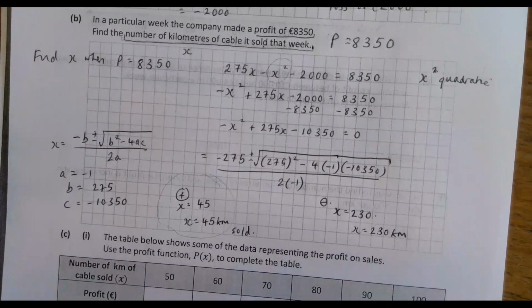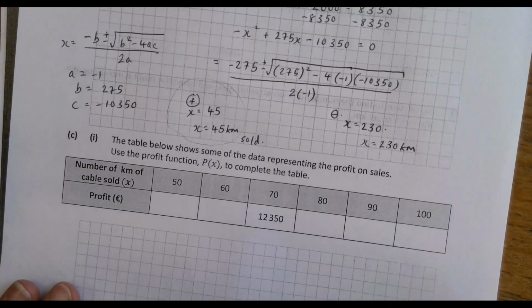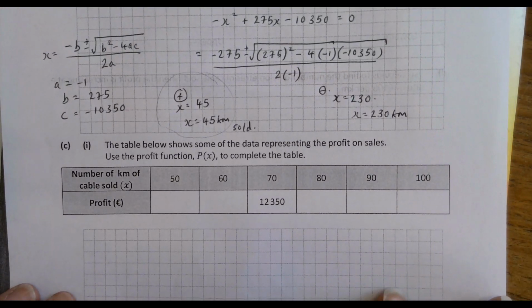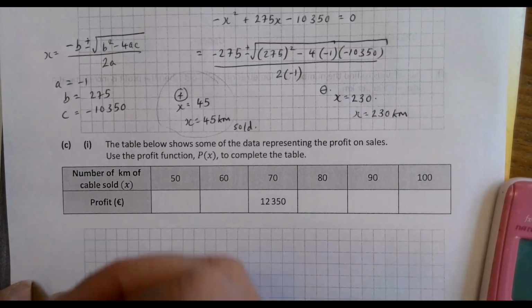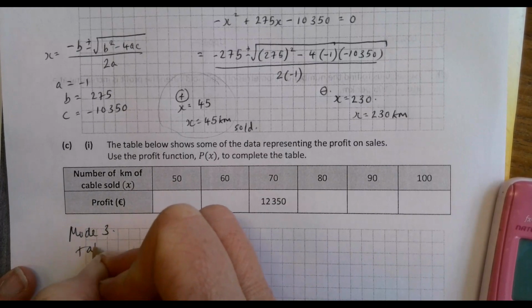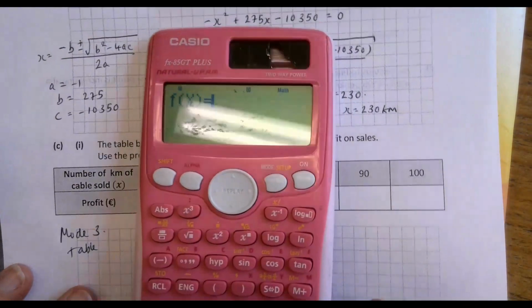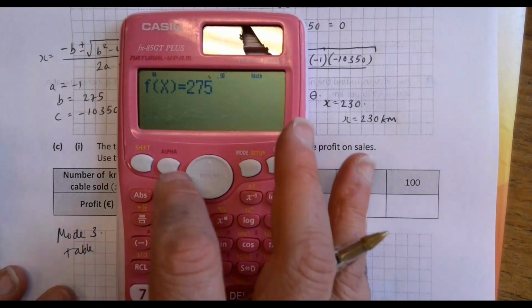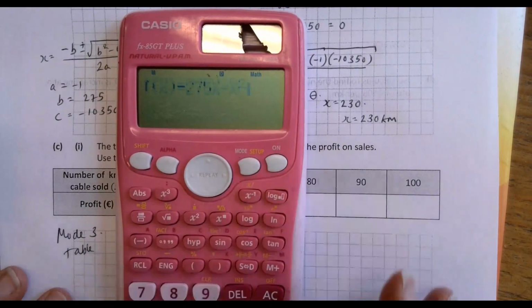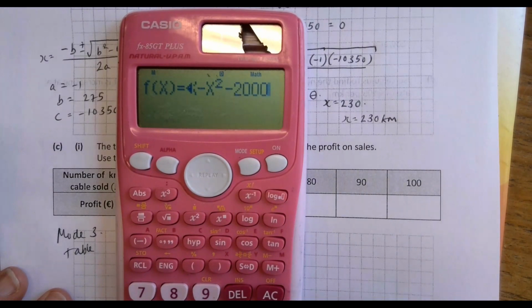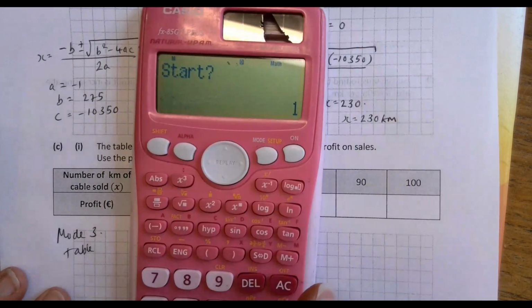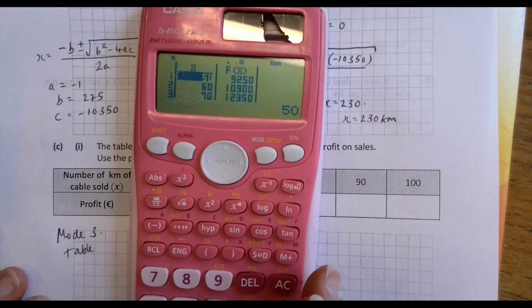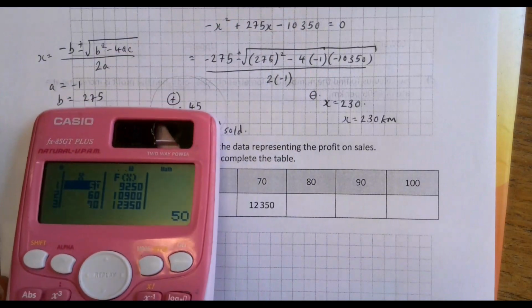The next bit says, the table below shows some of the data representing the profit on sales. Use the profit function to complete the table. So I'm going to use my functions here. So remember, it's mode 3 table. So mode 3, there's my function. And my function is 275x minus x squared minus 2000 equals, there's my function starting at 50 and going up to 100 and going up by 10. Okay, and there's my values.